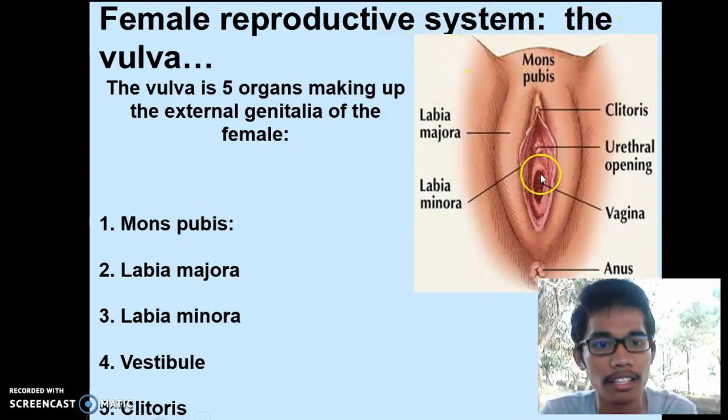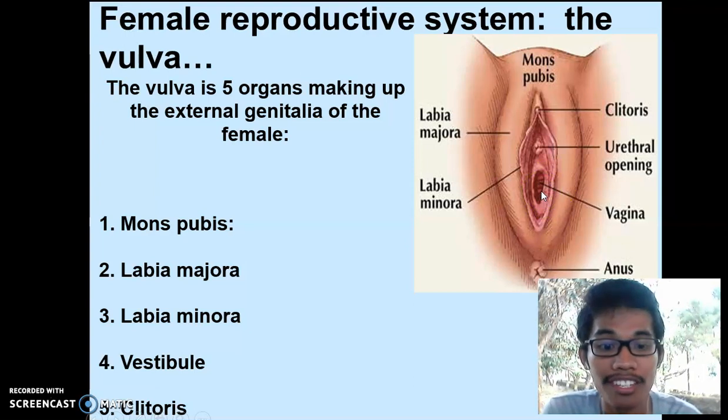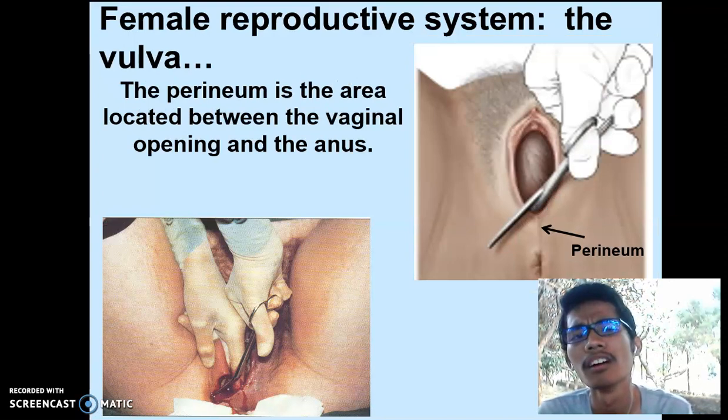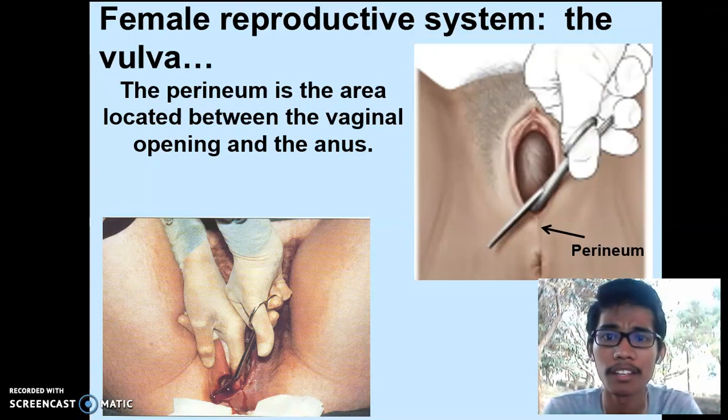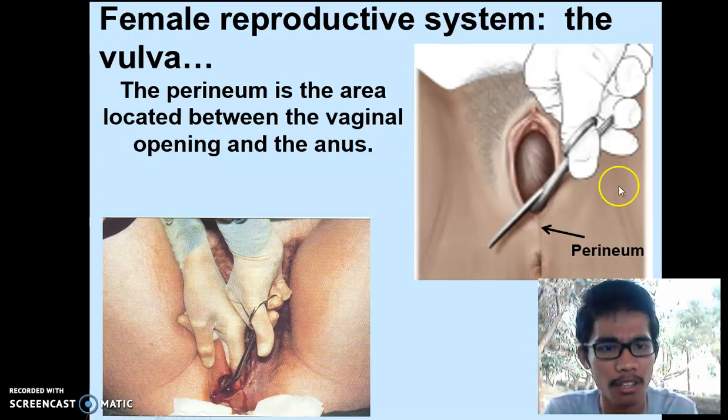Then the clitoris, a sensitive fold of tissue partially covered by the hood. The female reproductive external organs are called the vulva. The perineum is the area located between the vaginal opening and the anus.